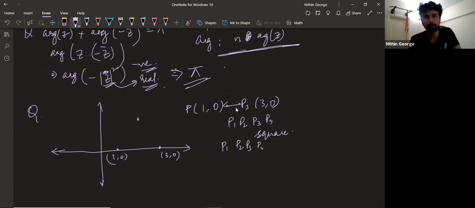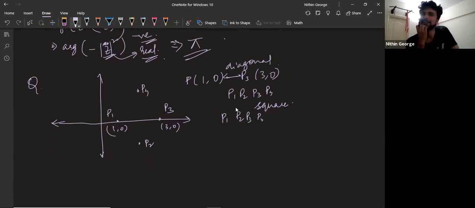P1 and P3 are along a diagonal. So you have to find P2. Okay, so P1 is here, P3 is here. You have to find P2 and P4 such that this is a square. Let me teach you how to apply this, whatever you've learned right now. I think this will be more useful than doing any other question.